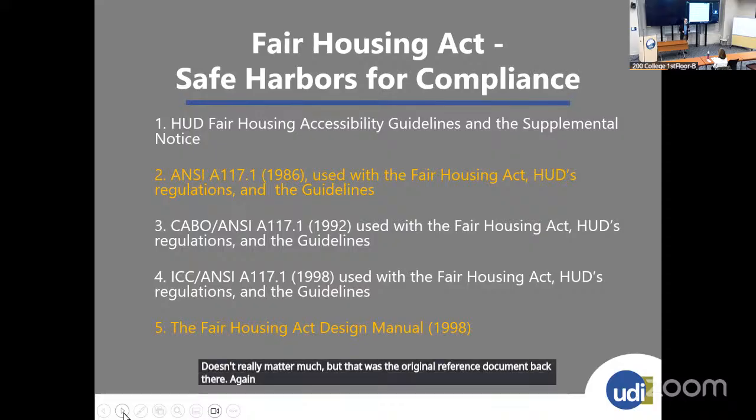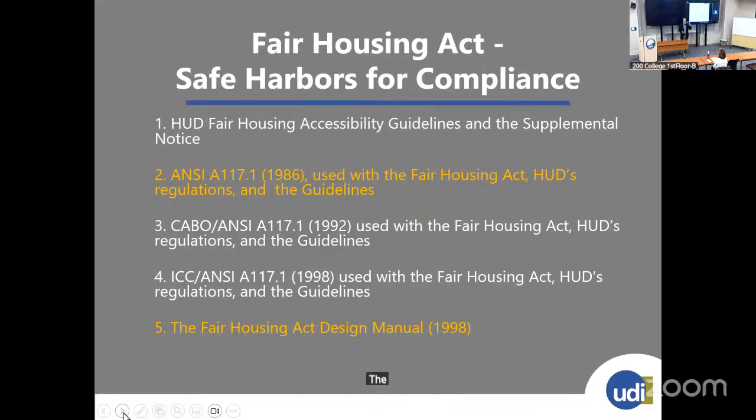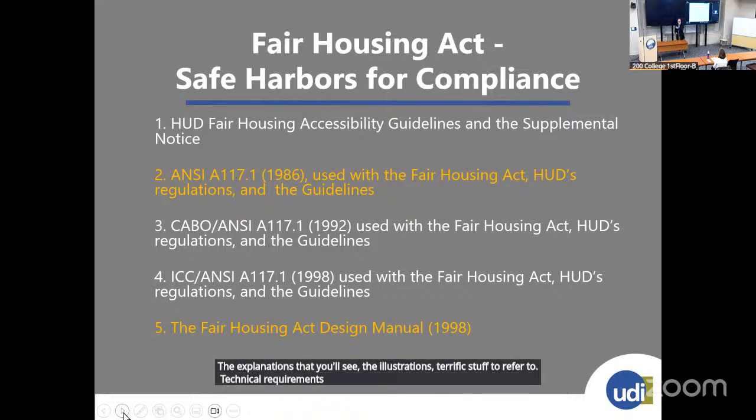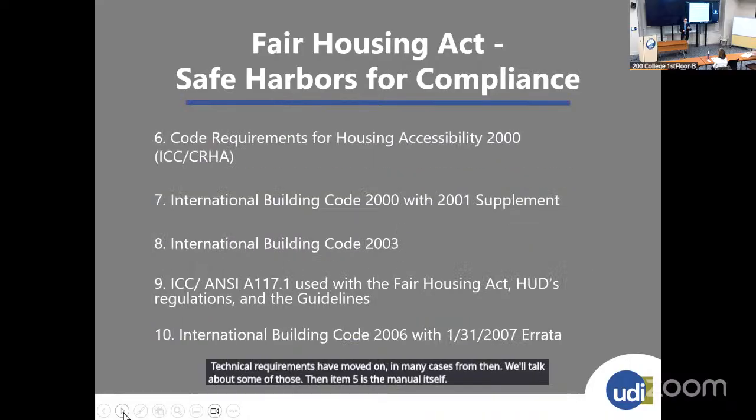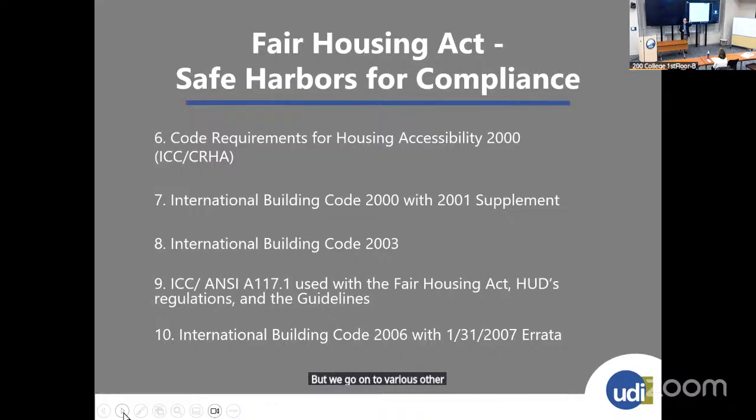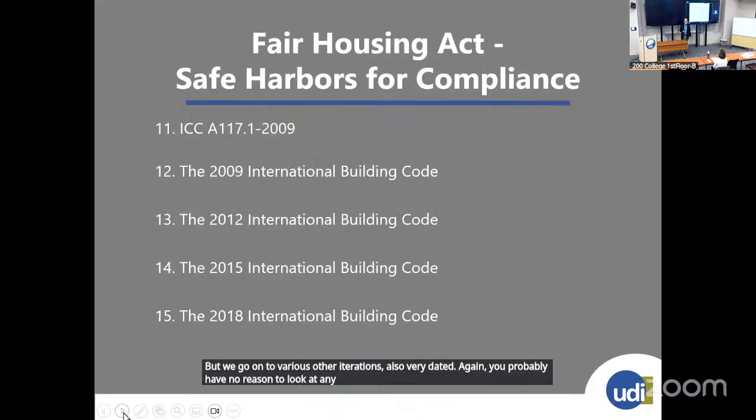Again, you'd have no particular reason to be looking it up in the current work that you're doing, because the codes have advanced and A117.1 has advanced since then, and those new standards are the standards that apply. So the scoping in the Fair Housing Act design manual, the explanations that you'll see, the illustrations, terrific stuff to refer to. Technical requirements have moved on in many cases from then. We'll talk about some of those. Then item 5 is the manual itself. But we go on to various other iterations, also very dated. Again, you probably have no reason to look at any of these in current work that you do.